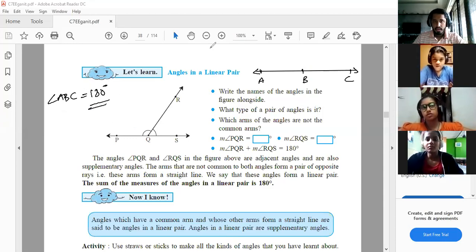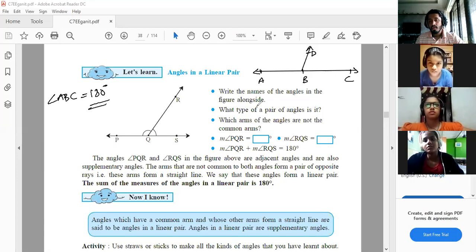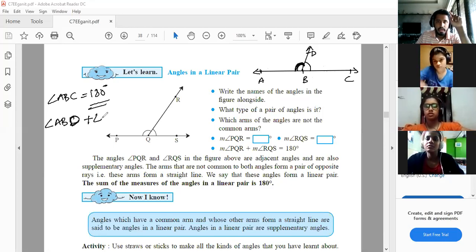Now suppose on this angle ABC, I draw one line like this here, and I make an arrow and name this part as D. Now what has happened? Two new angles are formed: one is angle ABD and the other is angle DBC. So angle ABD plus angle DBC, both together are equal to angle ABC.